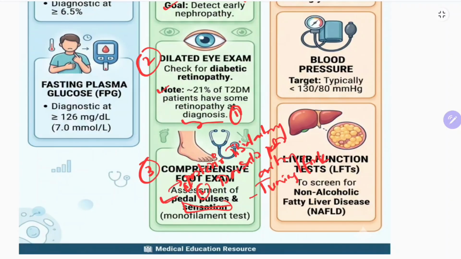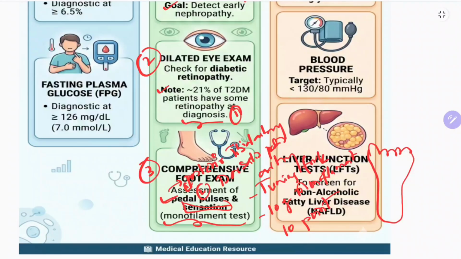Second thing is, you can do a monofilament test, the 10 gram monofilament test. In this test, you will have a 10 gram monofilament, and you will check for 10 points on the sole. Check if this is the sole.